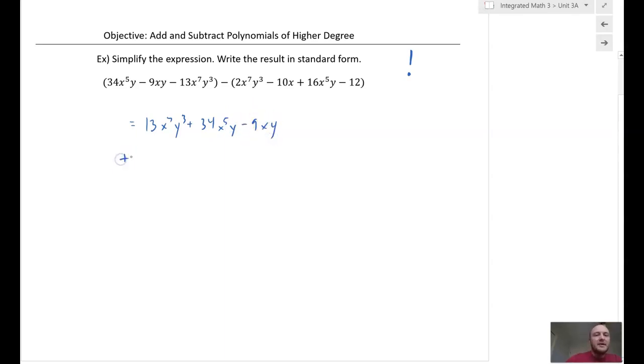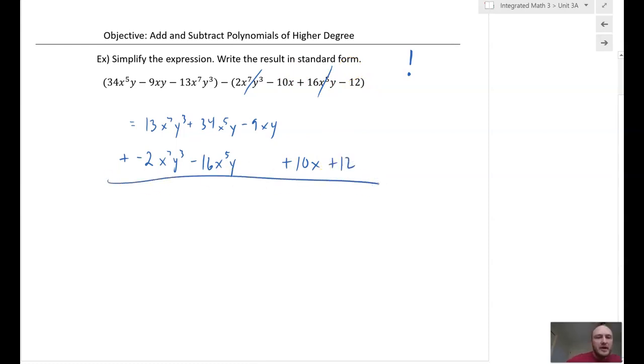Okay, and I'm going to add the opposite. So I'm going to change around my signs. Here I have x to the seventh y cubed, a like term. So negative 2, because I have to add the opposite. Negative 2x to the seventh y cubed. Here I have an x to the fifth y. It's positive 16, so it's going to be a negative 16. And no xy terms. I do have a negative 10x next, so make it the opposite, plus 10x. And the opposite of a negative 12 is a positive 12.